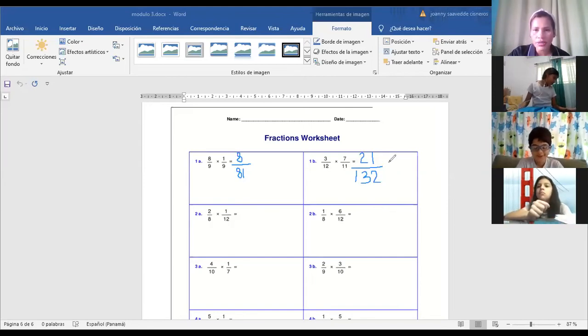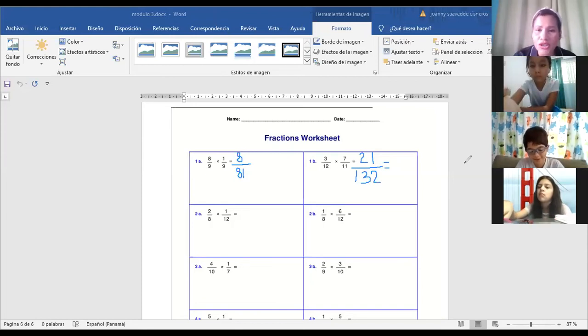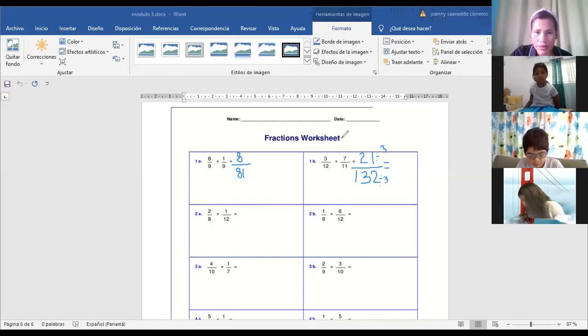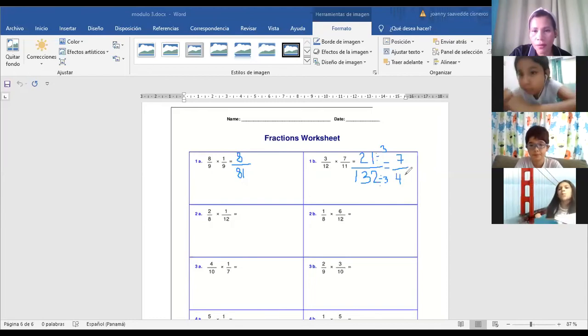So, what is the step number 3? The step number 3 is simplify. And you don't know, but these two numbers are in the multiplication table of 3. So I'm going to divide 21 by 3 and 132 by 3. And how many is it? 21 divided by 3 is 7. And 132 divided by 3 is 44.